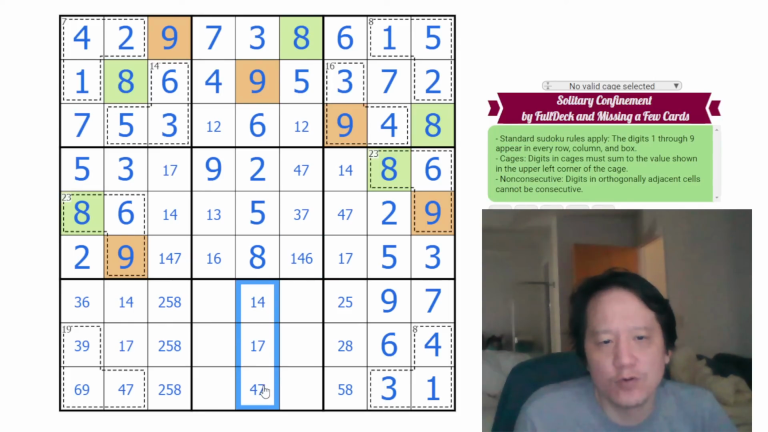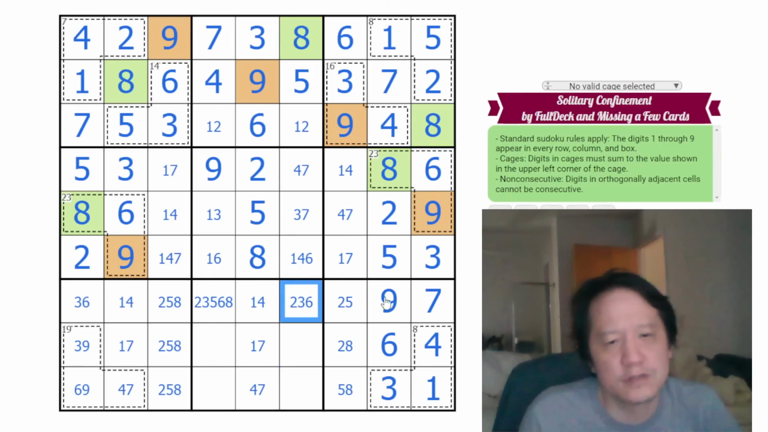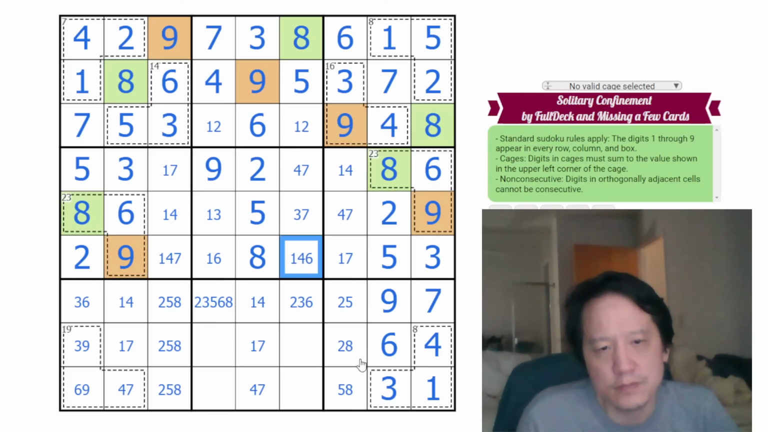So we know 1, 4, and 7 are here. So this is 2, 3, 5, 6, 8. So no 5 or 8. 2, 3, 6. So 6 is one of these two. Which doesn't really help. This is 1, 7, 4, 7.